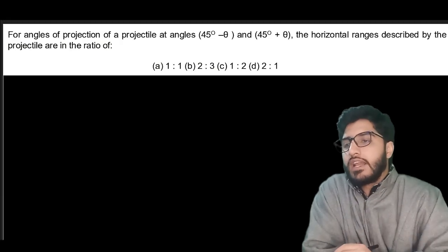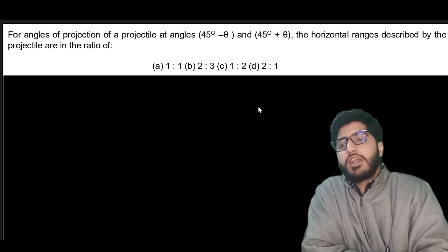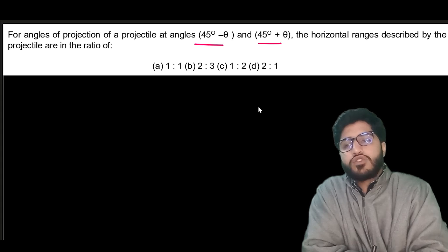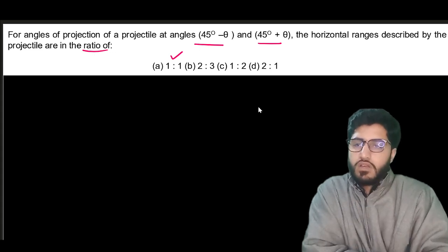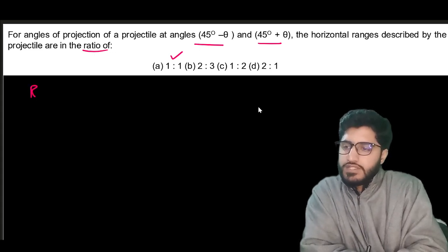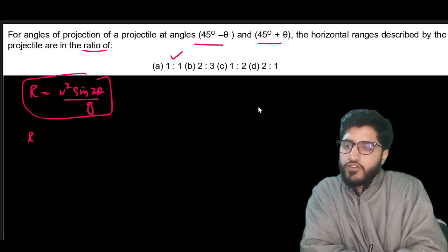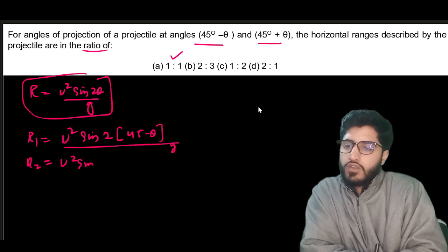Look, for angles of projection of a projectile at angle 45 minus theta and 45 plus theta, the horizontal ranges described by the projectile are in the ratio of. We know this is 1:1, but I will just show you, right? So how can we get it? Look, what is range? u square sine 2 theta by g. This is my range formula. So for the first angle, u square sine 2 into (45 minus theta), divided by g. Second one, u square sine 2 into (45 plus theta), divided by g.